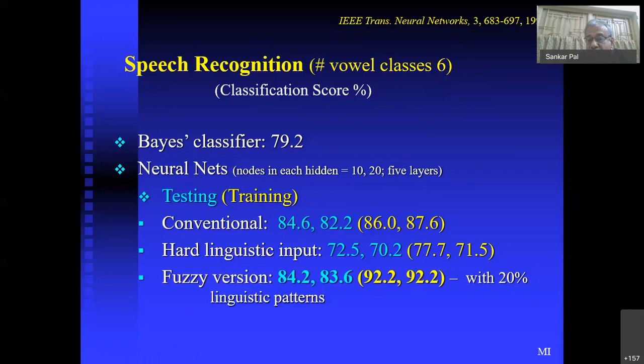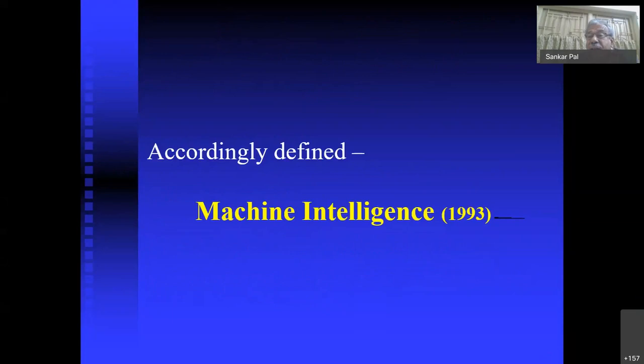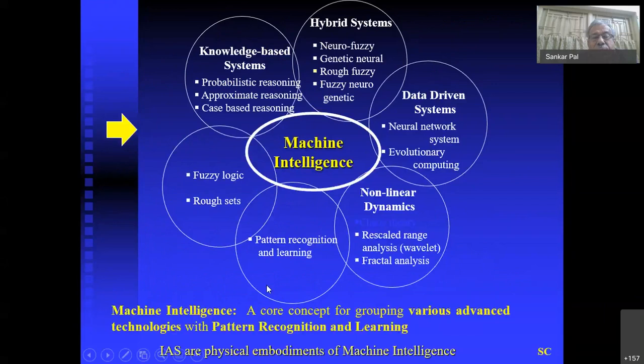Now look at this. Machine intelligence, as defined in 1993 in our institute. What is machine intelligence? It's a core concept of grouping pattern recognition and learning with all those advanced tools. And this tool list is not exhaustive. Depending on the time, it can be added to. Fuzzy logic, rough set, probabilistic reasoning, approximate reasoning, case-based reasoning. Without reasoning, no intelligence would be complete. And these are all kinds of integration, the data-driven system, the features relation system. It's called the core concept of grouping various advanced technologies with pattern recognition. And any intelligent autonomous system means nothing but the physical embodiment of machine intelligence.